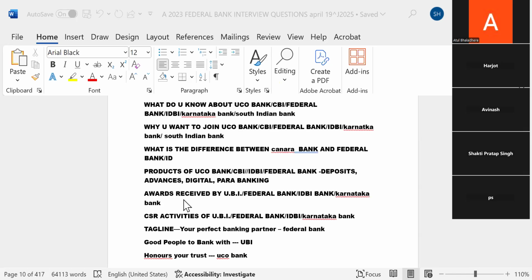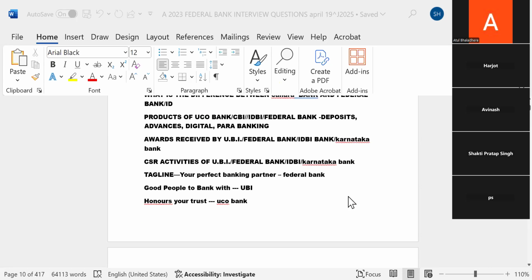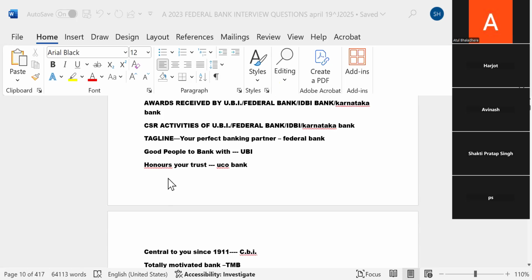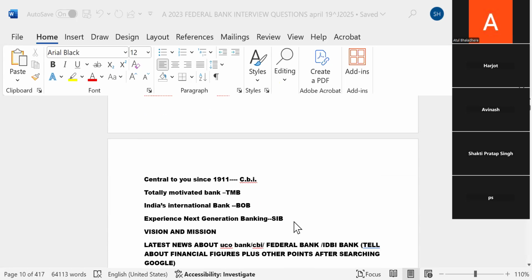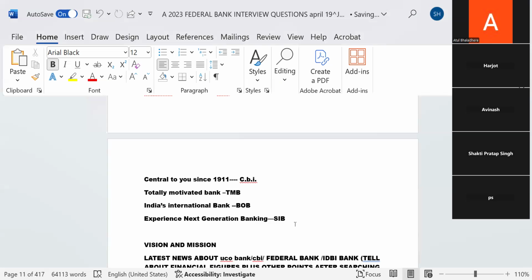Arey baba, don't say PNB Bank, say Punjab National Bank and also say PNB. Okay, sir. CSR activities of PNB. Tagline of PNB. Somebody was telling, what is the tagline of our bank? The name you can bank upon.